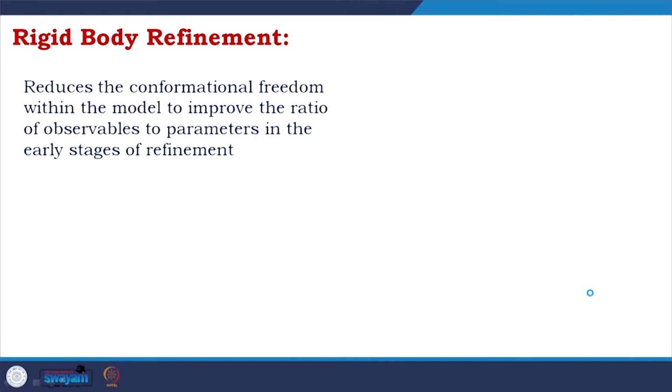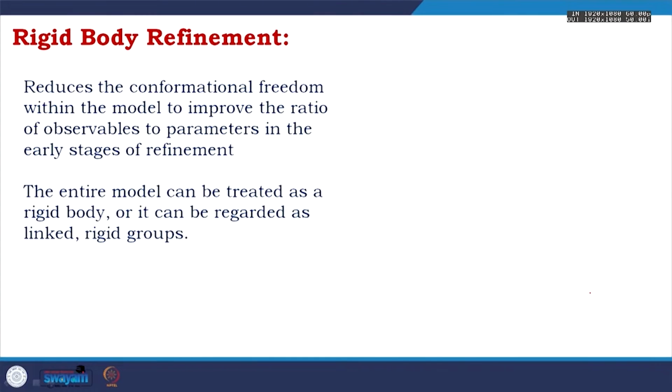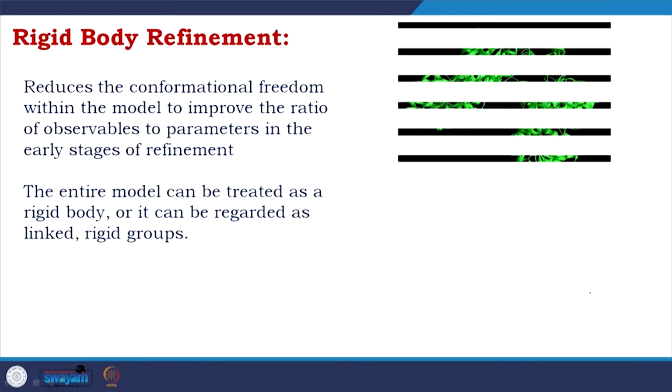Suppose you are building up the fingers of these two hands. Now, if they rotate between each other, you will get more probabilities, more degrees of freedom. So, if you consider them as rigid bodies, then you model the movement between them. That is what we are doing here. The entire model can be treated as a rigid body, or it can be regarded as linked rigid groups.